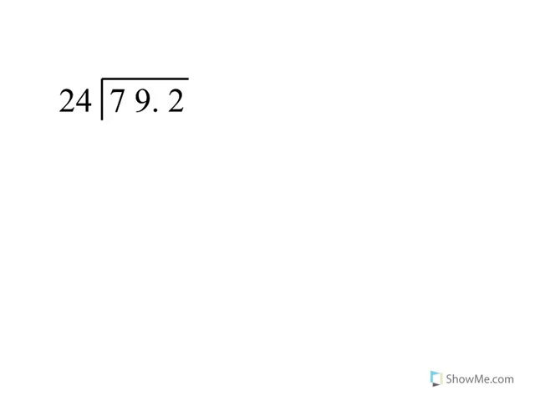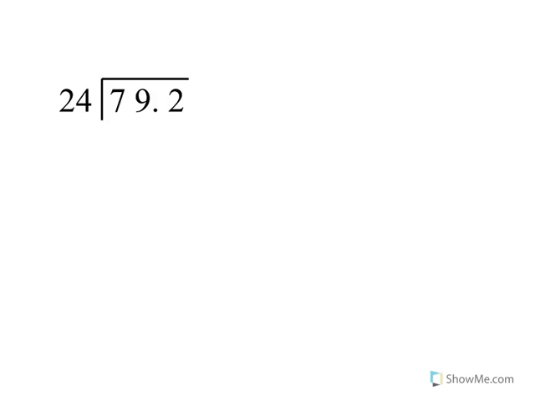The important thing to know when dividing decimals is that you cannot divide when there is a decimal point in the divisor. In this case, 24, our divisor, doesn't have a decimal. So I'm going to do this problem just like it's a regular division problem, and we're going to worry about our decimal point in the end.